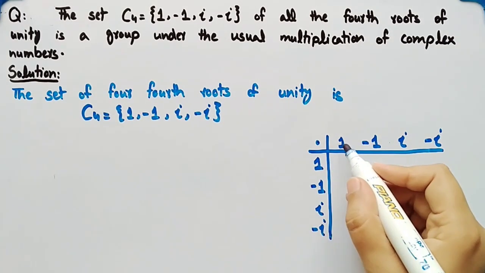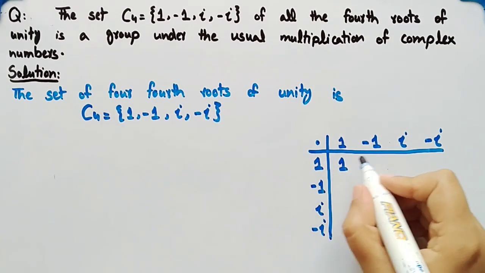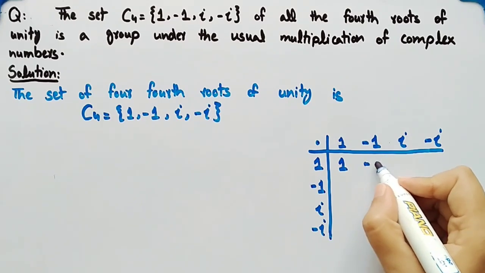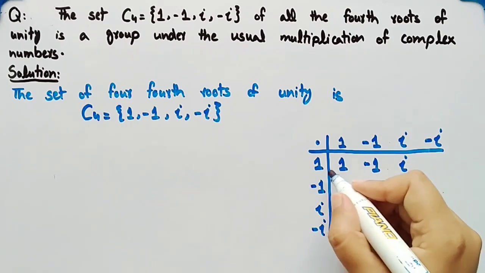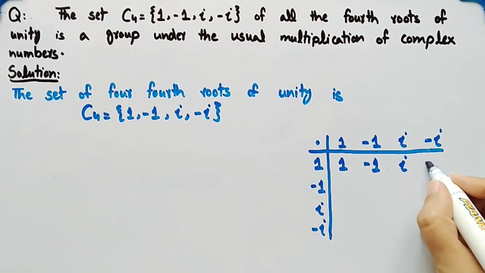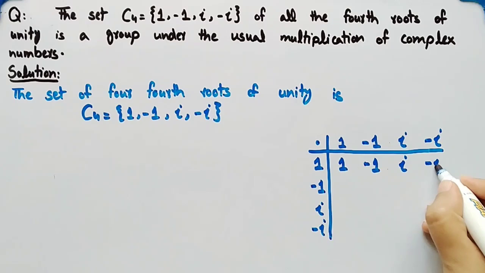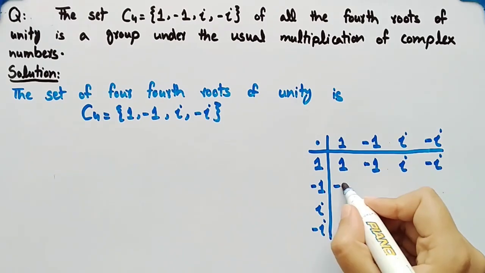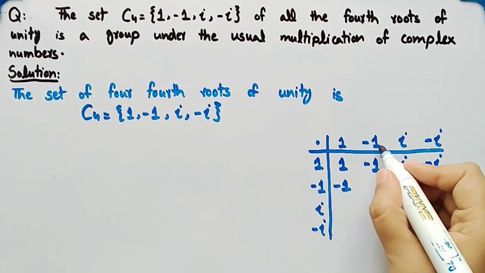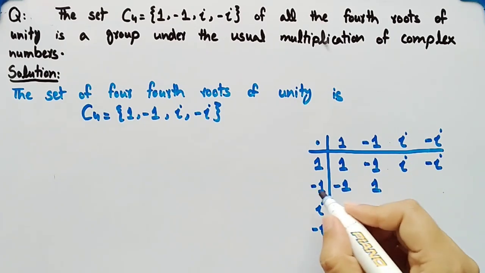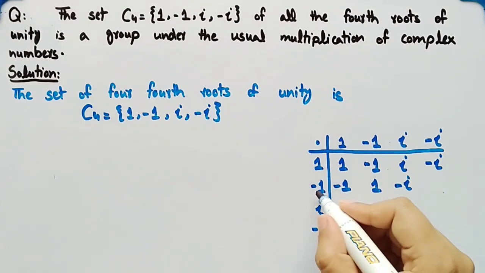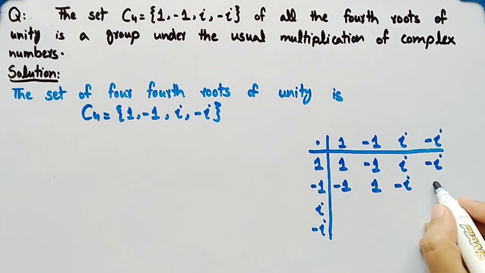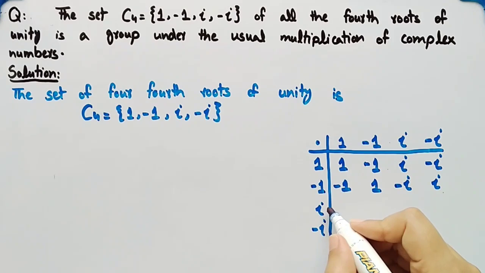1 multiplied by 1 is 1, 1 multiplied by -1 is -1, 1 multiplied by iota is iota, and 1 multiplied by -iota is -iota. -1 multiplied by -1 is 1. -1 multiplied by iota is -iota. -1 multiplied by -iota is iota. Iota multiplied by 1 is iota. Iota multiplied by -1 is -iota.